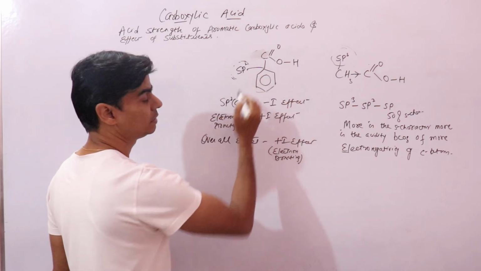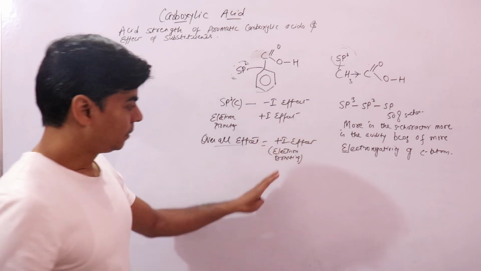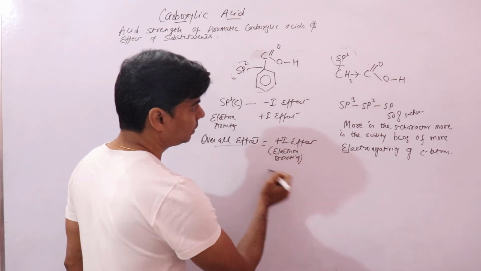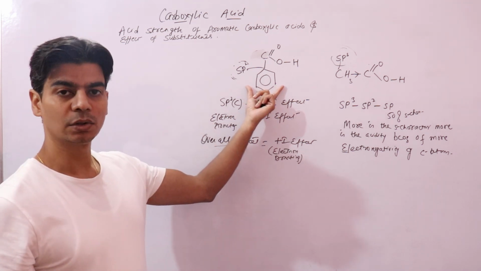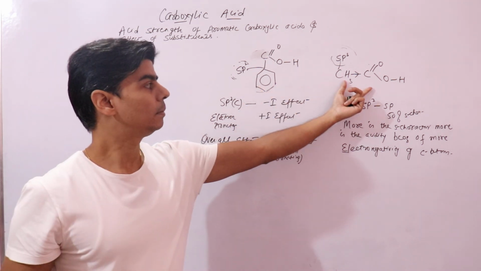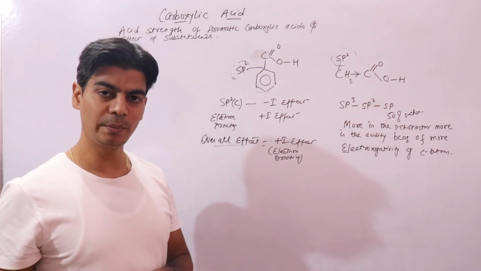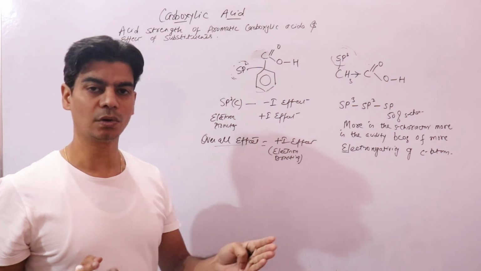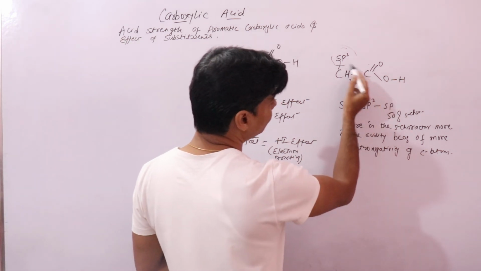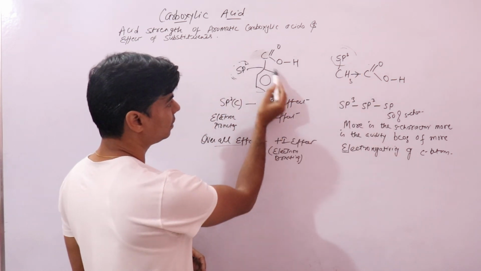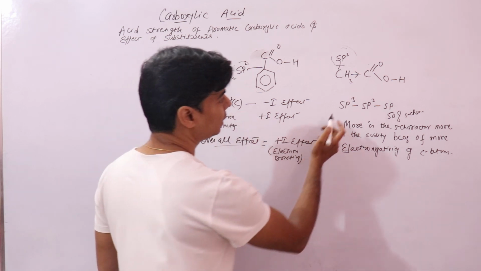Overall effect of benzene ring is electron donating effect, right? Now, what we said in the beginning is that benzoic acid is a strong acid compared to acetic acid or any aliphatic acid. In general, aromatic carboxylic acids are stronger than aliphatic carboxylic acids. Coming on to this, your methyl group is electron releasing, right? Here benzene is also electron donating or electron releasing.